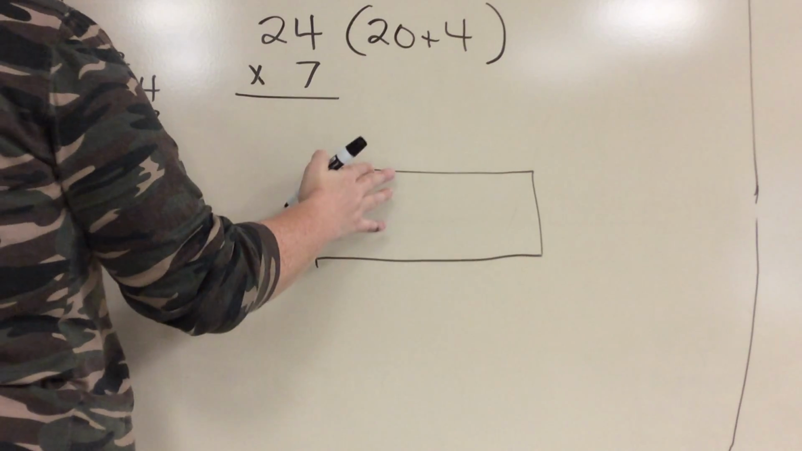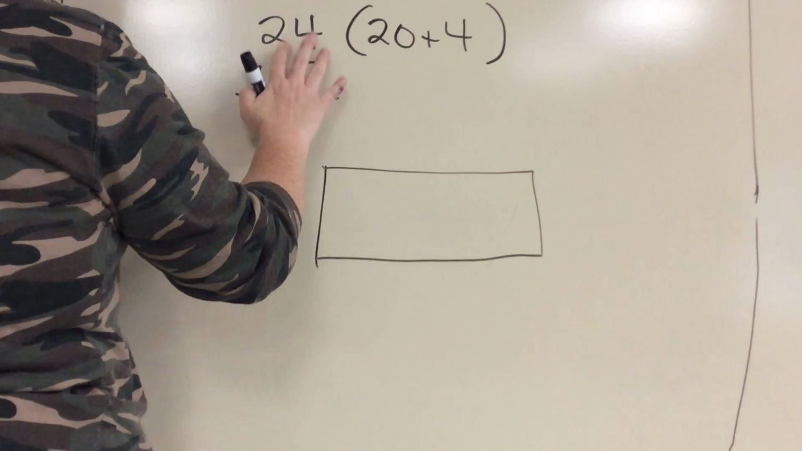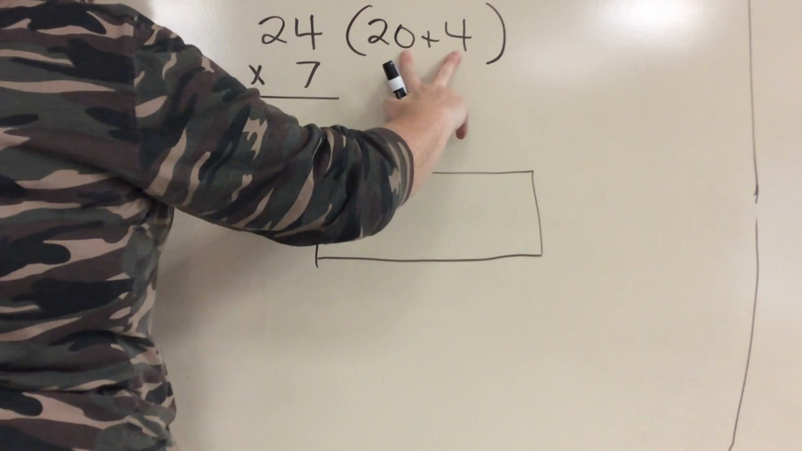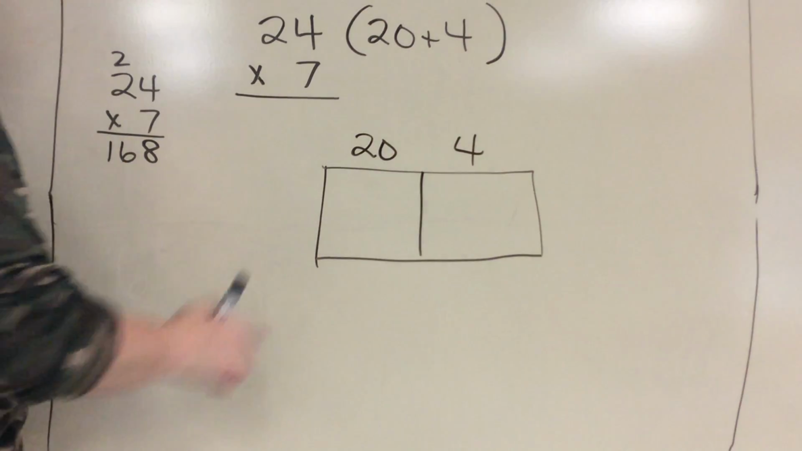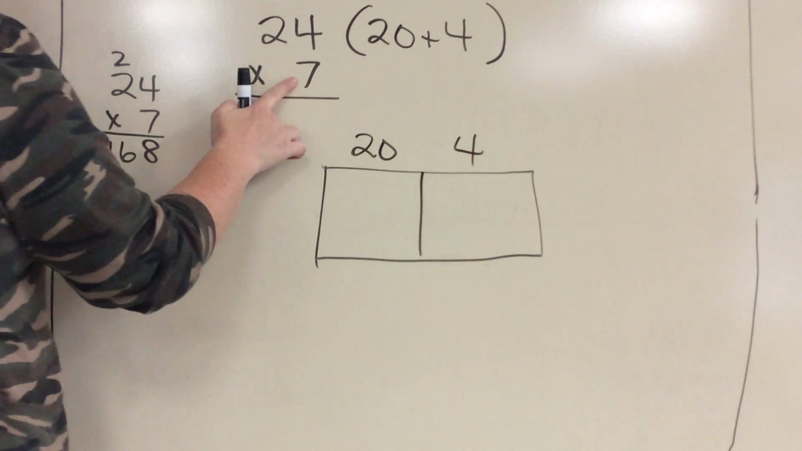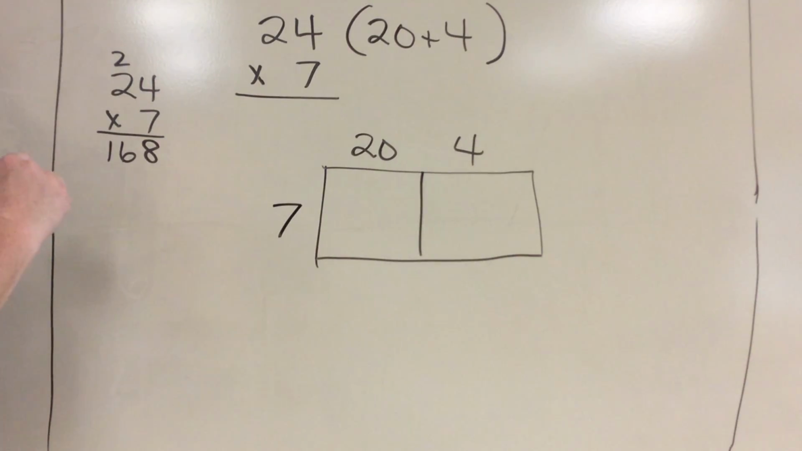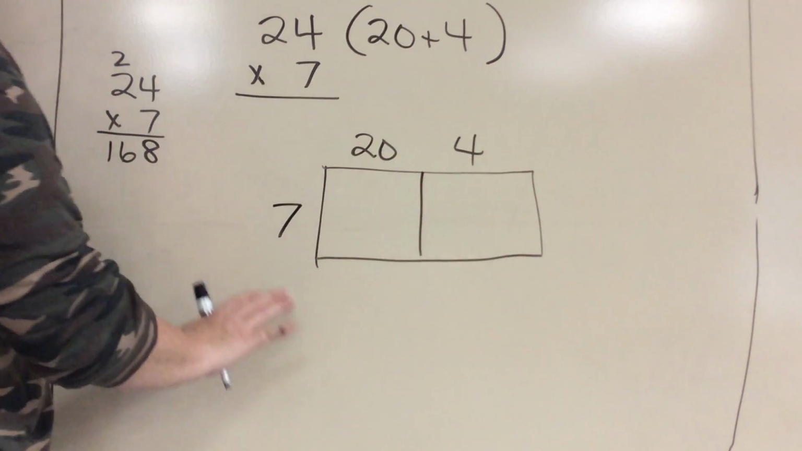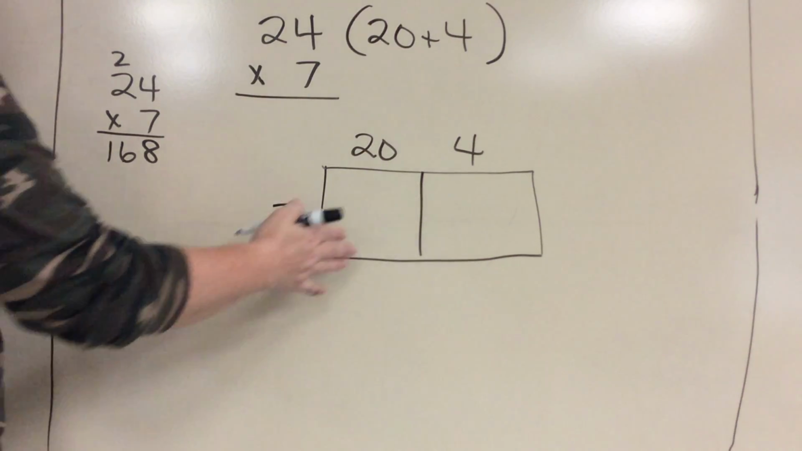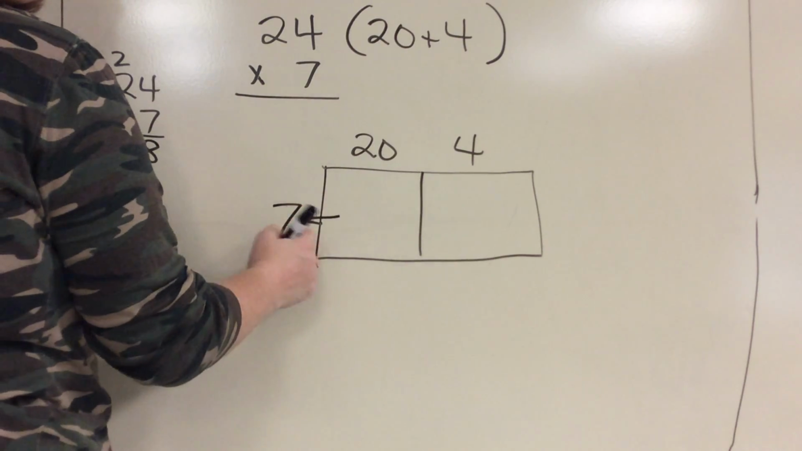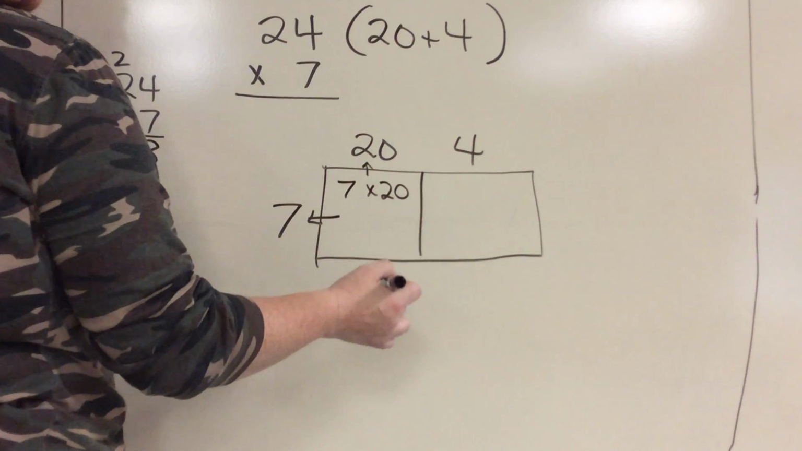So we're going to set up our rectangle so that it has 2 columns because we have 2 values that we're going to multiply, 20 and 4. It's only going to have 1 row because we're only multiplying by a 1-digit number, so we're going to put 7 on the side. So now that we have our distributive area model set up, now we can use this model to multiply. So in this first box, you're going to want to multiply what's beside the box, 7, with what's on top of the box, 20.